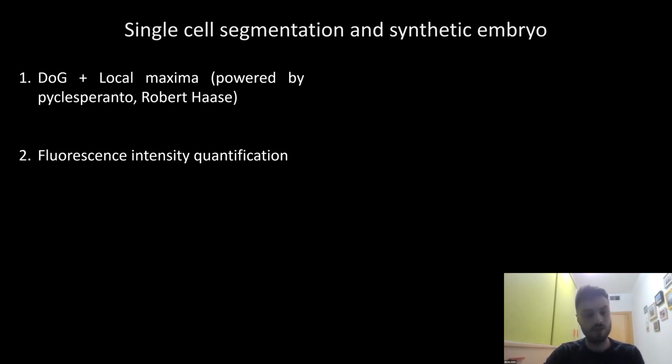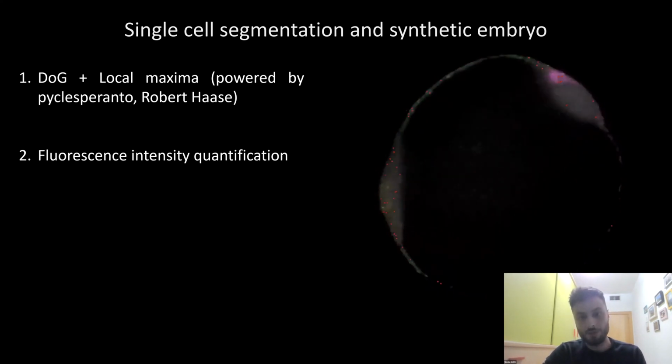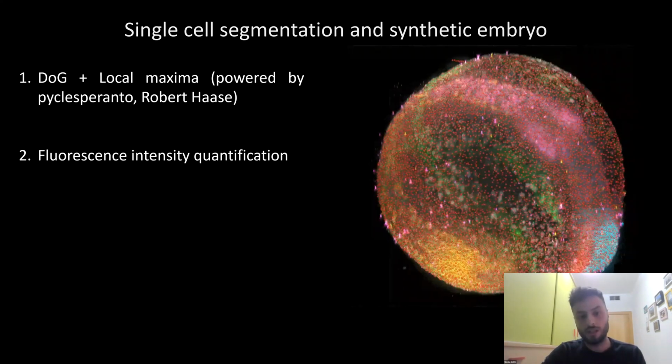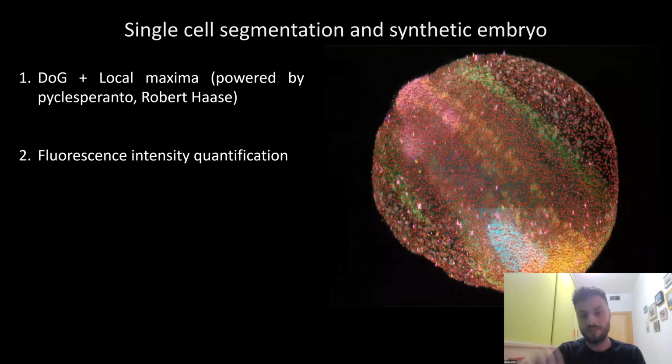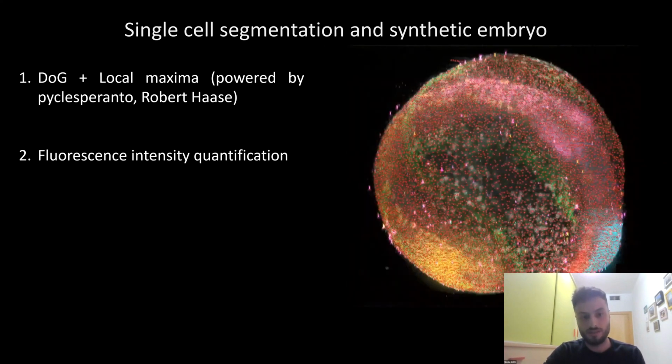The method is quite simple. We perform a difference of Gaussian analysis with local maxima, and this is GPU accelerated with this beautiful Python package from Robert Haase. With this, we could segment most of the cells inside the embryo. And then, using the different fluorescence channels, we could extract the fluorescence intensity profiles of every single cell inside the 3D space.